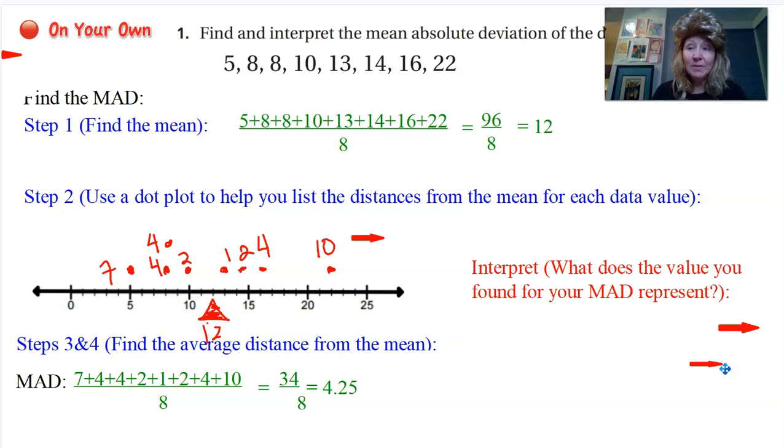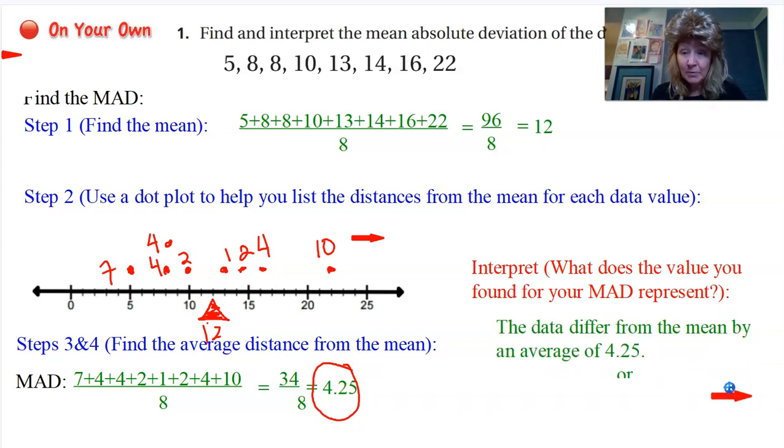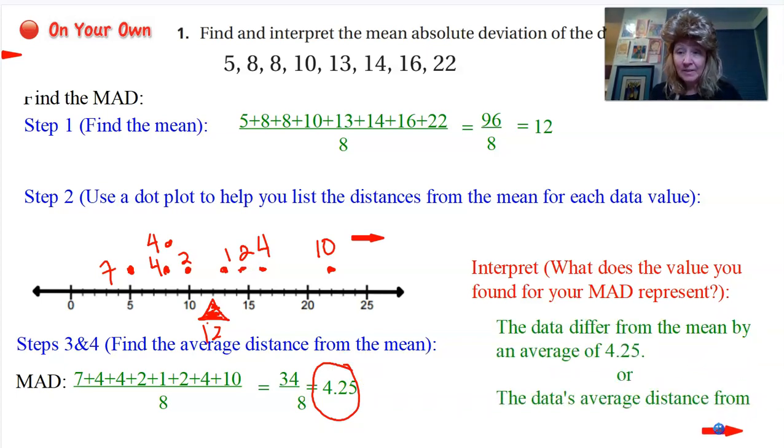And so the MAD is 4.25, and then when we interpret the MAD, we use language like this: the data differ from the mean by an average of 4.25. Or you can say the data's average distance from the mean is 4.25. So that's interpreting.